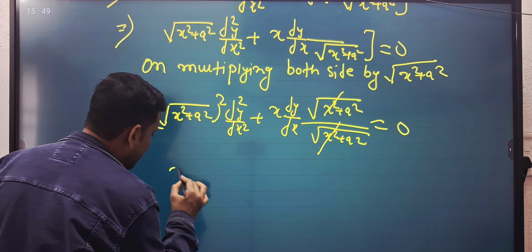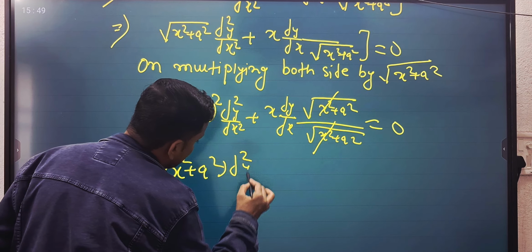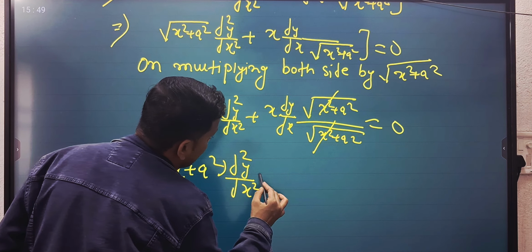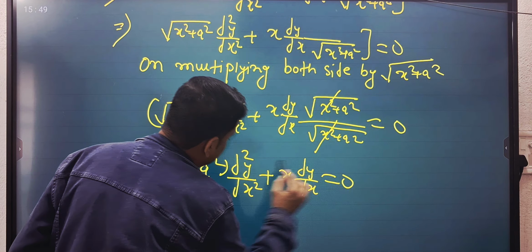And now this is the final answer: x square plus a square d square y by dx square plus x dy by dx equals 0.